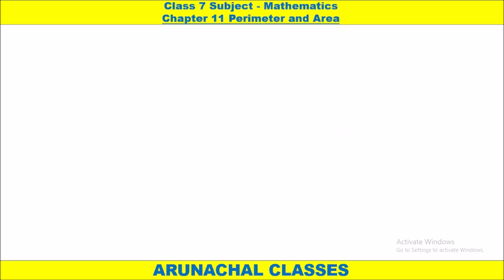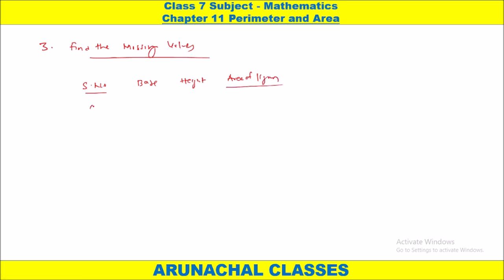Now let's move on to our question 3. Question 3 is find the missing values. So here we have a table: serial number, base, height and your area of parallelogram. A, here the base value is given as 20 centimeter, height is not given, let it be your x value, and here the area of parallelogram we have given 246 centimeter square.